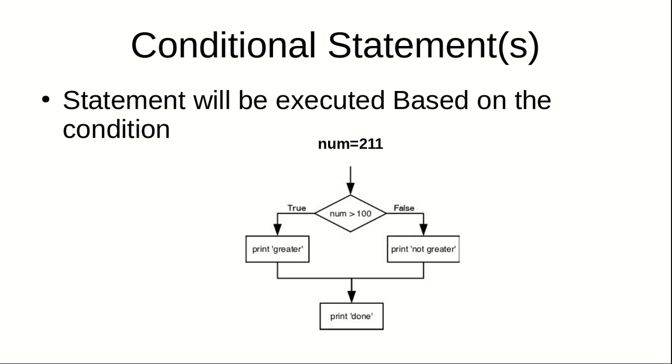So we assume that number equal to 211. Is 211 greater than 100? Yes, right? So it will execute the true statement and it will print greater. So in the end it will print done. Okay. So that's how a conditional statement will work.